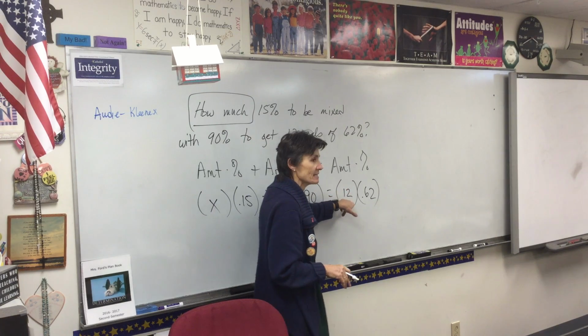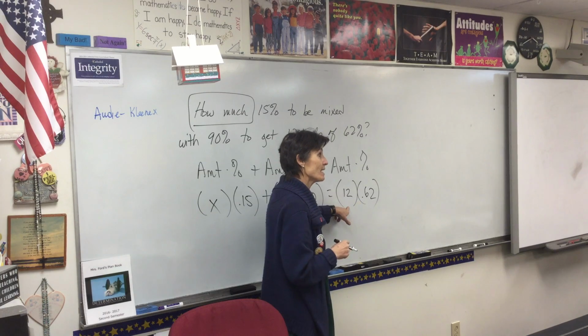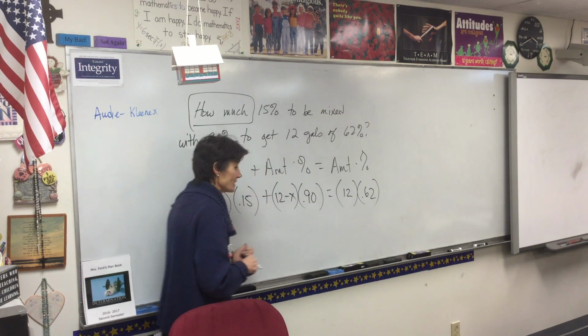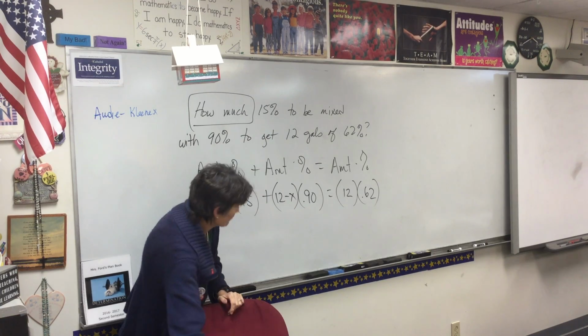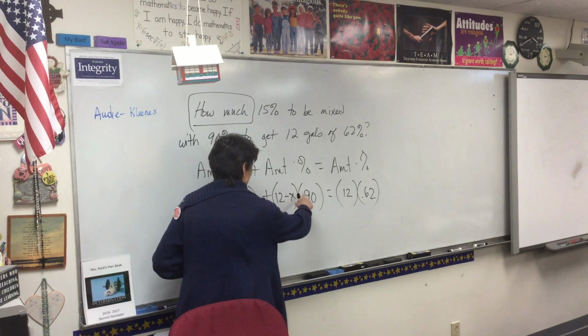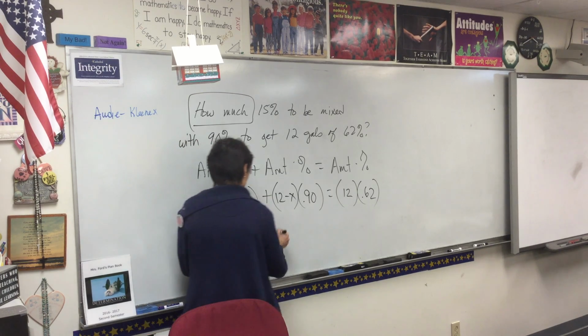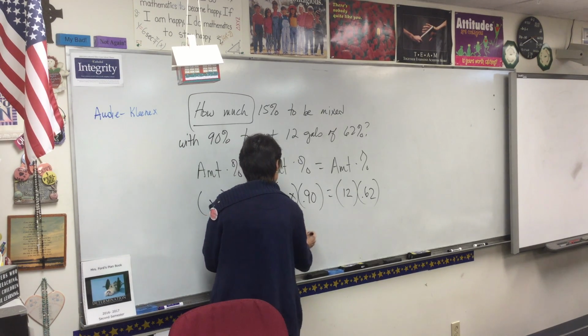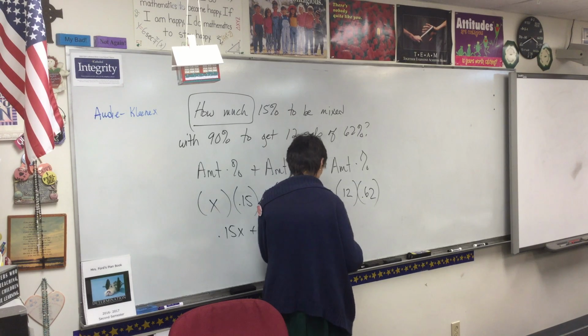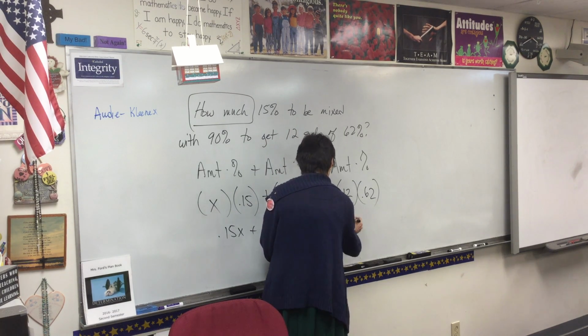Sometimes the empty parentheses is over here, and then it would be 12 plus x. But when it's in the middle, it's 12 minus x. So then we can use our calculator. This is a distributive. I'll show you. 10.8 minus 0.9x equals 7.44.